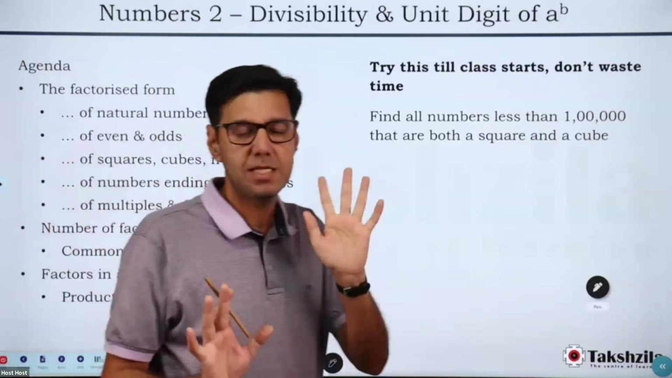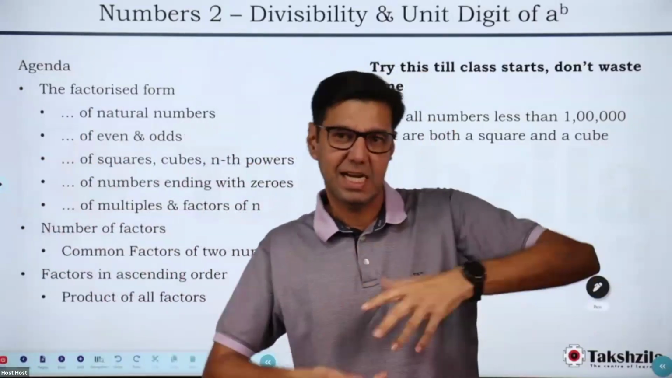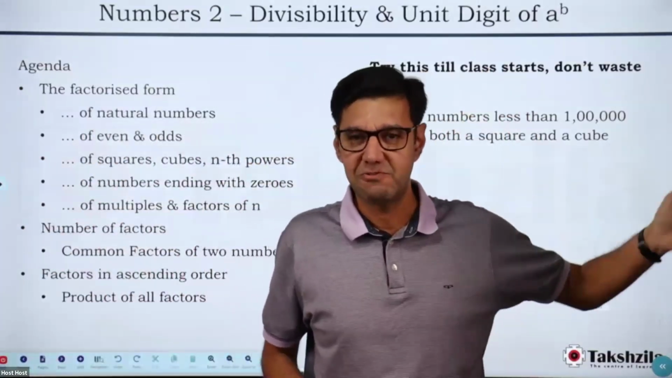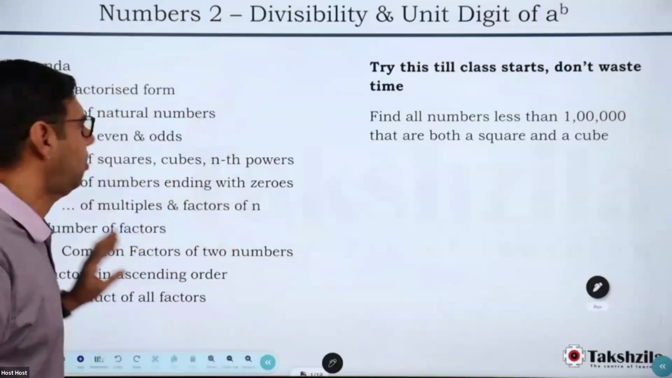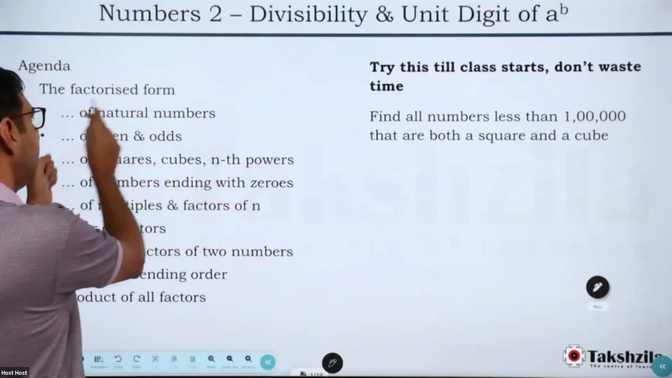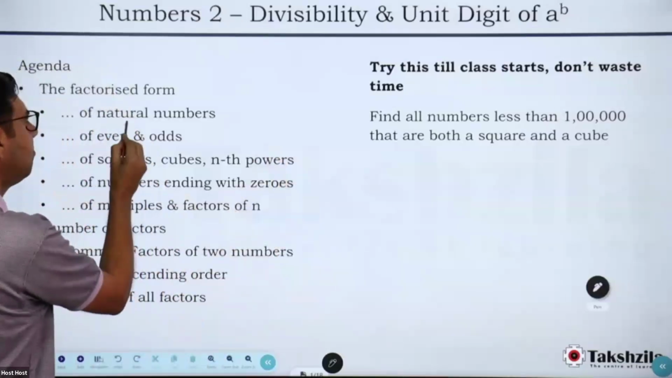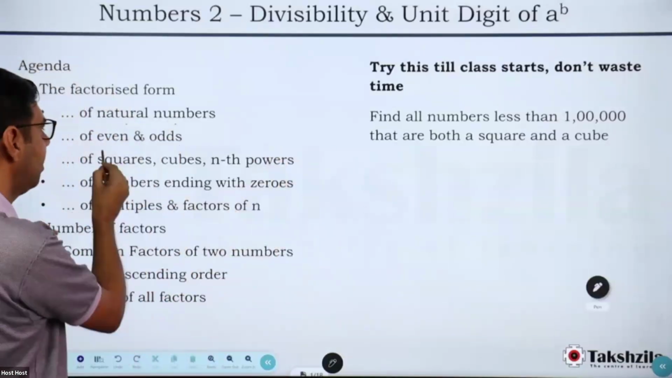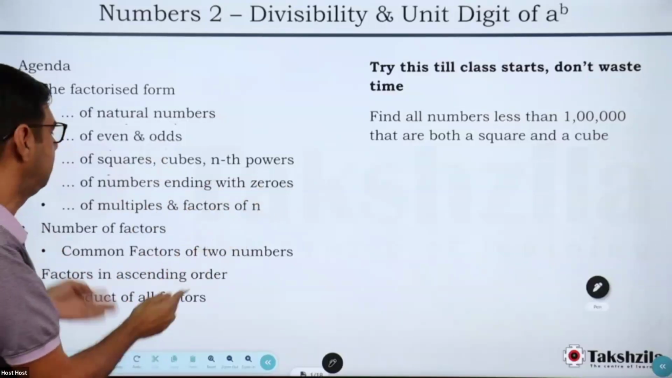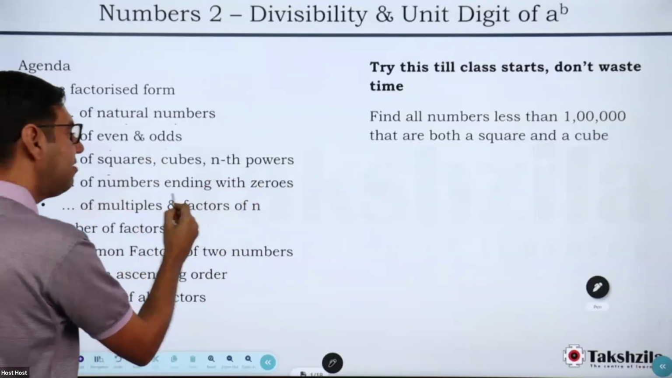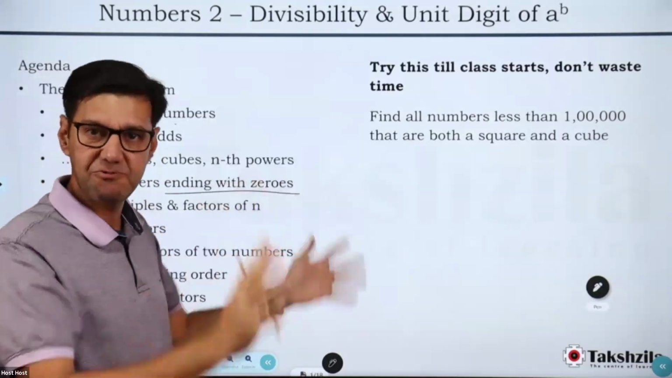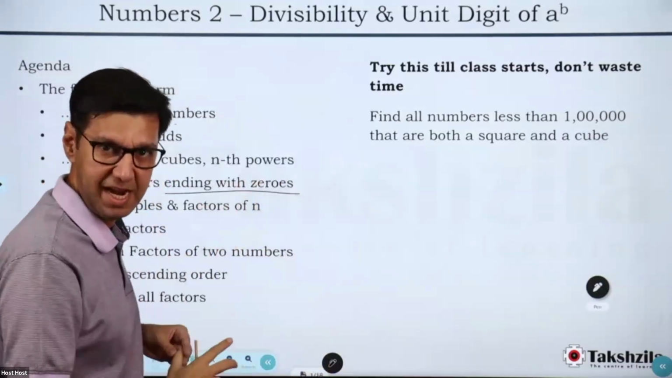Somehow I think in the last two classes, I tried to pull you up a little faster. A lot of tough things happened. So I'll keep it short and sweet, to the point. We'll see what a factorized form is. Using the factorized form, we will see how to identify natural numbers, odd, even, squares, cubes. You would have read this, right? Ending with zeros is a nice theme of questions. How many zeros at the end?